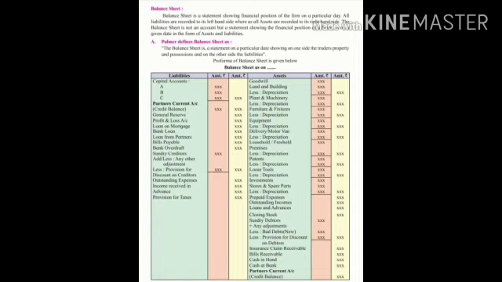Partner's capital account is prepared in case of the fluctuating capital method, or partner's current account is prepared in case of the fixed capital method. Now after calculating the balances of the partner's capital account or current account, we have to show that balance in the balance sheet. What is a balance sheet? A balance sheet is a statement showing the financial position of the firm on a particular day, that means 31st March every year.